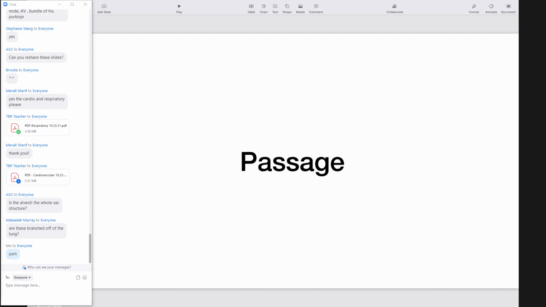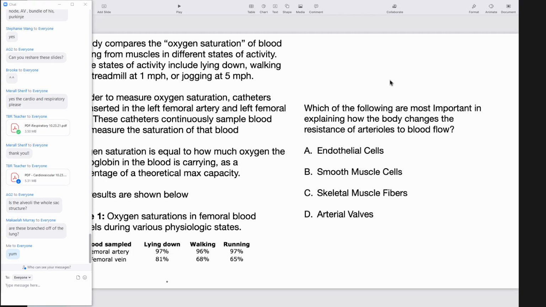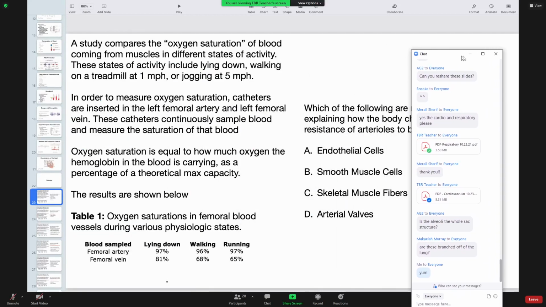Alrighty, so let's go through these passages rather quickly. They're not too terribly hard. I'll give you guys a minute or two to read this and answer the question. When you guys do have an answer to the question, just send it in the chat. If you don't feel comfortable letting everybody know, feel free to direct message.